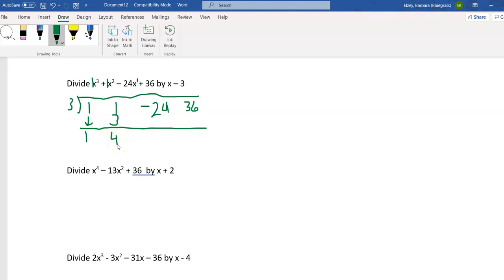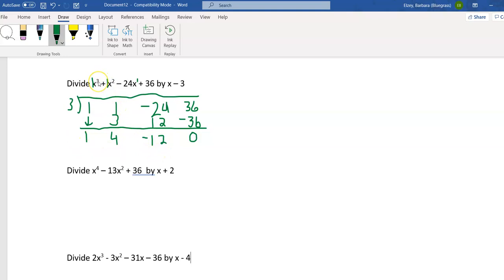And now it's multiply and add again. 3 times 4 is 12. And we add. -24 and 12 is -12. And then 3 times -12 is -36. And we add, and we get 0. Now 0 means it went into this polynomial nicely without any remainders. Now, let's now convert this back to the actual polynomial answer.